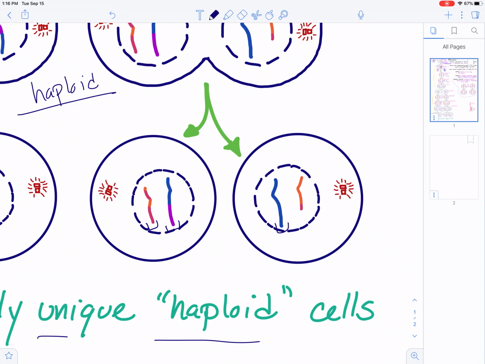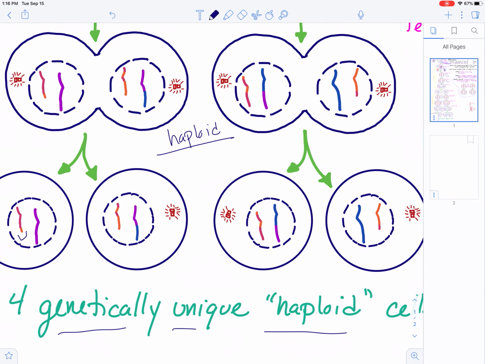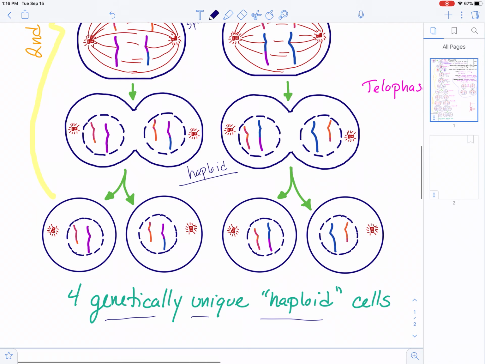And this variation is really important because the fact that we can make so many different versions of eggs and sperm is the reason that your siblings look similar to you, but not the same. So you get all your genetic information from your mom and dad, but you get all of these different variations of their information passed on to you. So that is the process of meiosis.